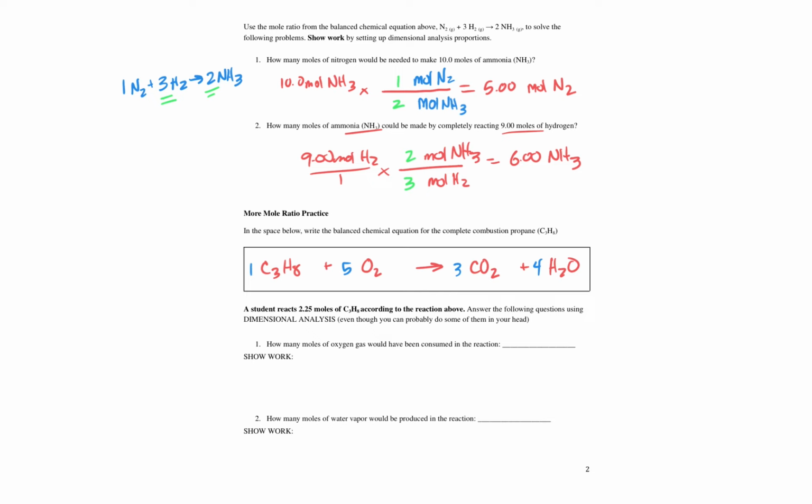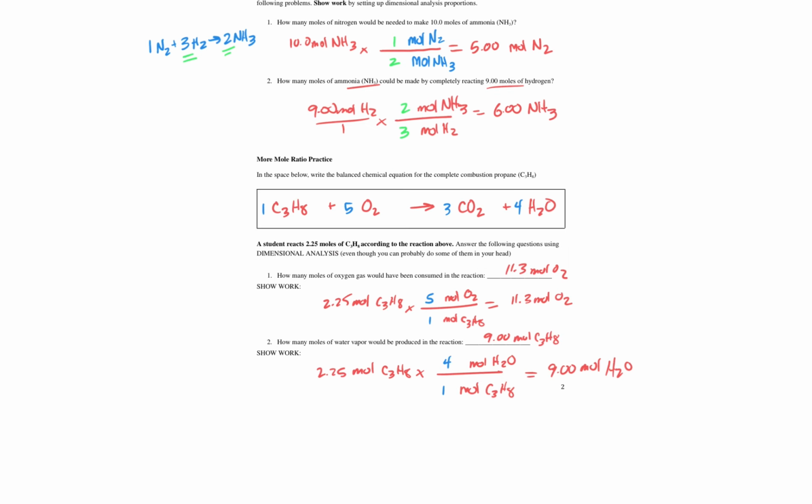So the balanced chemical equation says 1 mole of propane will react with 5 moles of oxygen to produce 3 moles of CO2 and 4 moles of H2O. So using those coefficients, if we're going to react 2.25 mole of propane, C3H8, for every 1 mole of propane reacted, you would consume 5 moles of O2. So our final answer would be 11.3 mole of O2. And in question 2, because there's a 1 to 4 ratio of moles of propane to water produced, there'll be 9 moles of water produced if we use 2.25 moles of propane in the reaction.